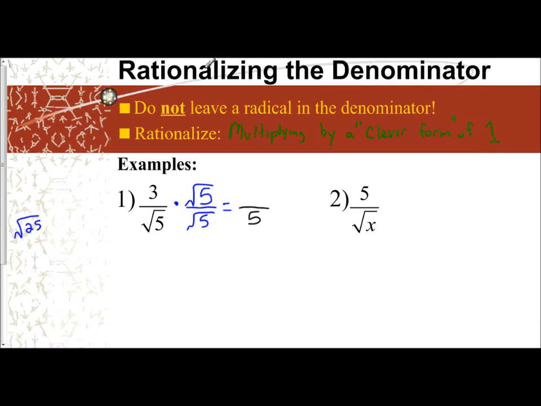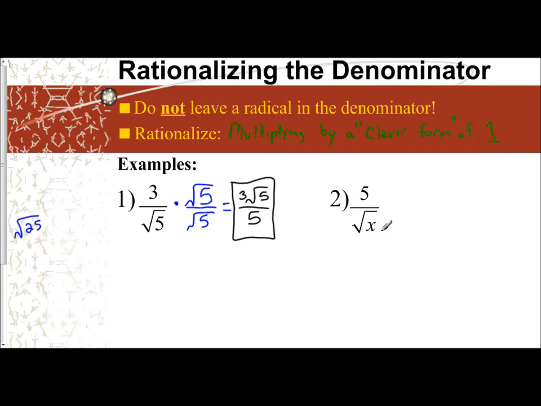We are simplifying the expression. You can think of it as tricking the expression into getting rid of the radical by multiplying by a clever form of 1. So 3 times radical 5 is 3 radical 5. So my answer is 3 radical 5 over 5.